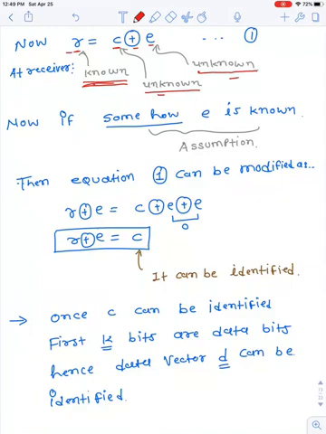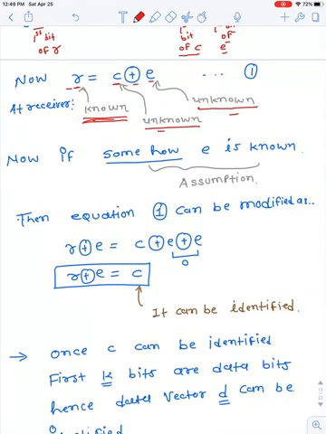Now we have to think in reverse order. R is available at the receiver, and from R we have to detect C. So how can you get this? Assume that somehow you make some mechanism so that the vector E is known at the receiver after some processing. If E is known, then the work becomes very simple, because then you XOR both sides with E. R is XORed with E on this side, and C is XORed with E on that side, as in equation 1.